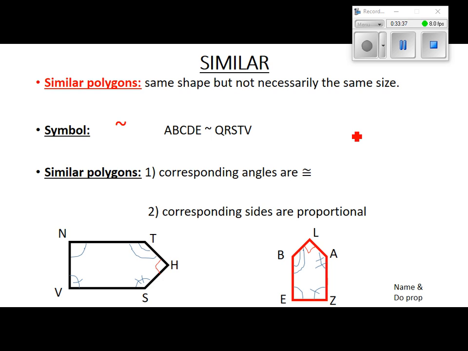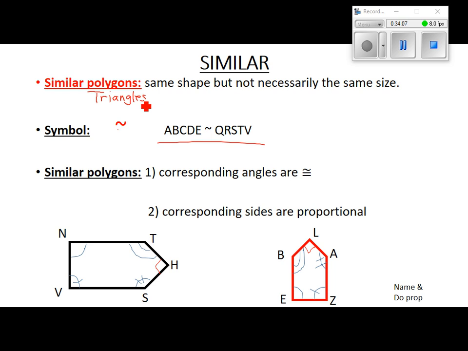Again, this is the symbol for similar. So this says Pentagon ABCDE is similar to Pentagon QRSTV. When you're dealing with similar polygons, whether it's a triangle, most of the time we're going to be dealing with triangles. That's what we're going to deal with the most. But it could be any polygon.